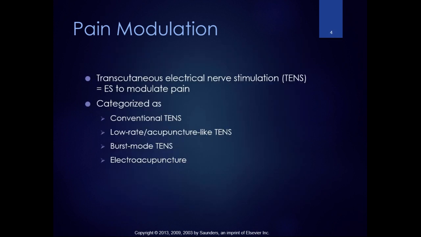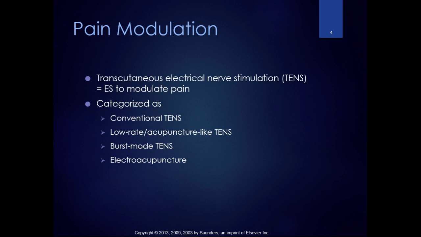So transcutaneous electrical nerve stimulation, or TENS, is sort of a portable electrical stim to modulate pain. Conventional TENS or high rate TENS, low rate or acupuncture-like, burst mode, and electro acupuncture are talked about in the book. However, as physical therapist assistants and physical therapists, we do not do electro acupuncture, but acupuncturists do it.